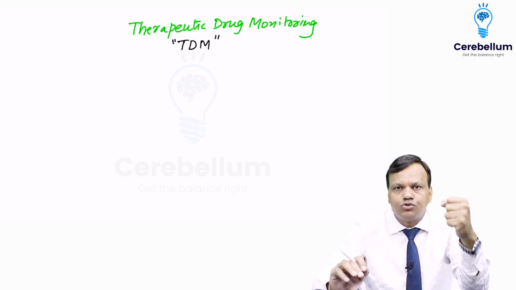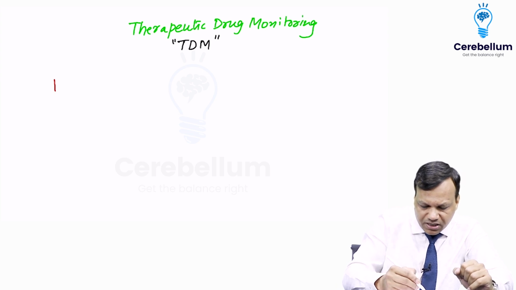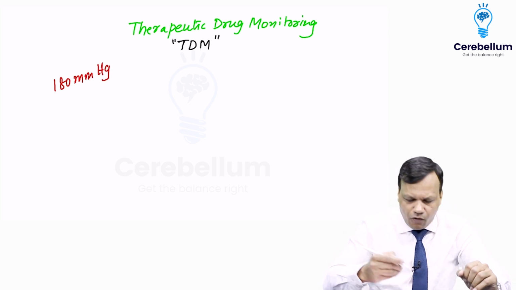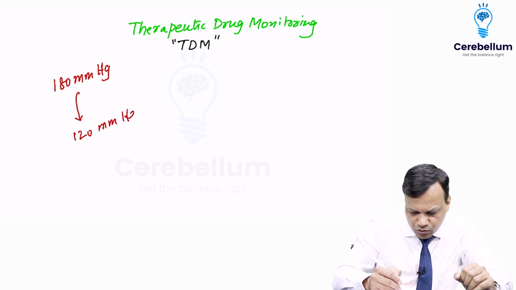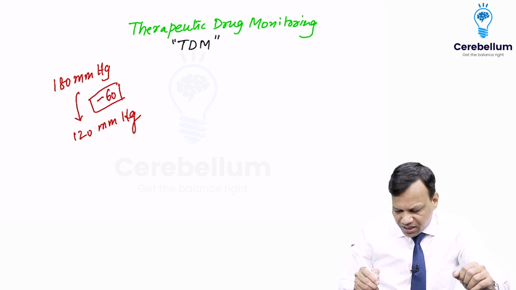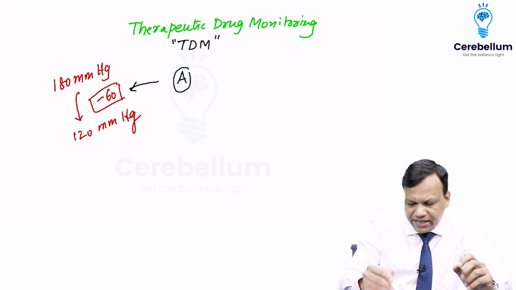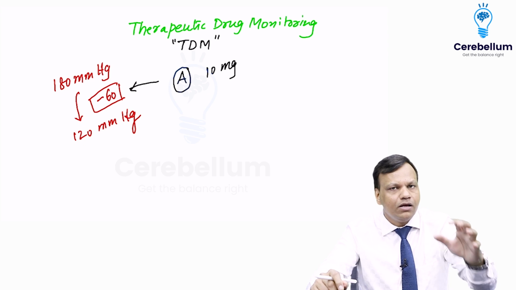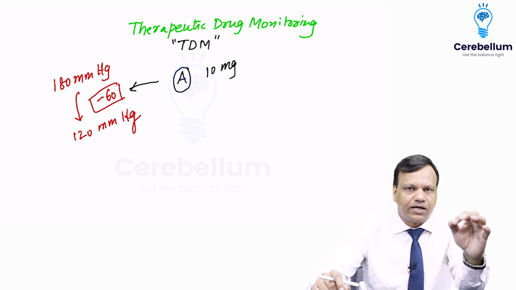Suppose a person comes to you with hypertension. You measure the blood pressure and it comes out to be 180 millimeter of mercury. You want to reduce it to 120 millimeter of mercury. That means you want to reduce it by 60 millimeter of mercury. For reducing the blood pressure, you give an antihypertensive drug. Suppose you give a drug A. The standard dose of this drug is suppose 10 milligram. So the person has come to you with hypertension, and you give him 10 milligram of drug A.